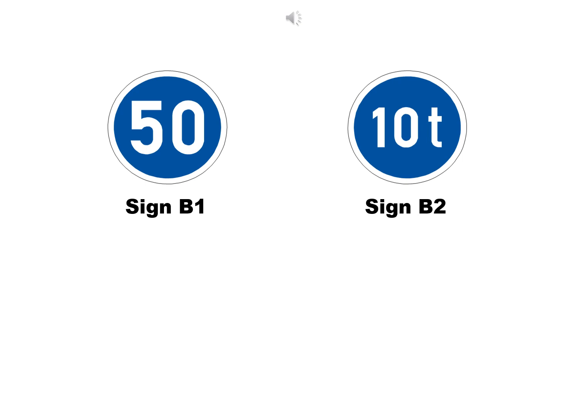All round blue signs are command signs telling you what you must do. The keyword will always be must, except for speed, the keyword is slower, or for weight, the keyword is less. Sign B1, you may not drive slower than 50 kilometers per hour. Sign B2, vehicles with a mass of 10 ton and less may not drive there.